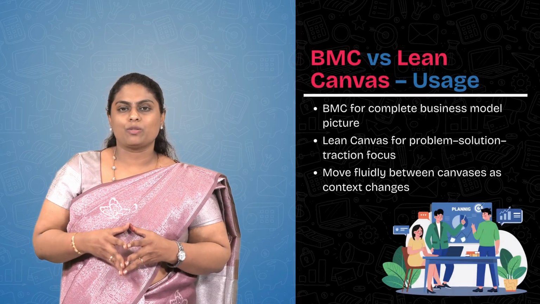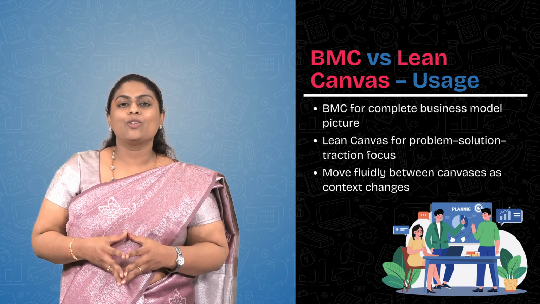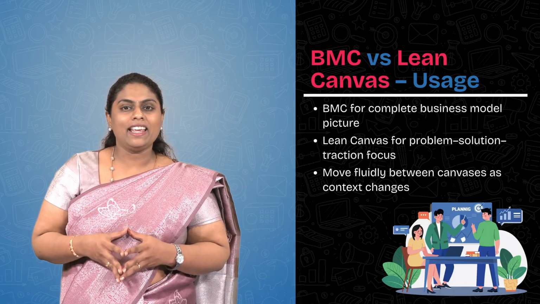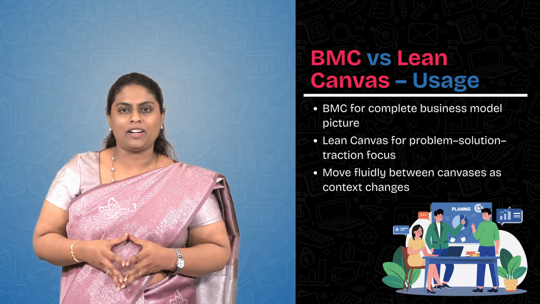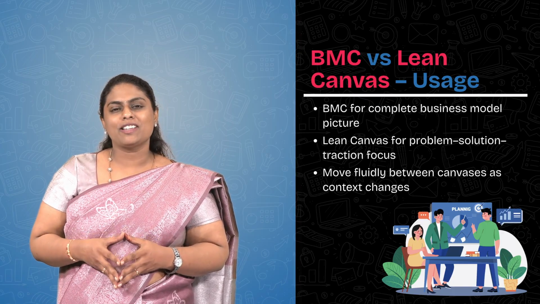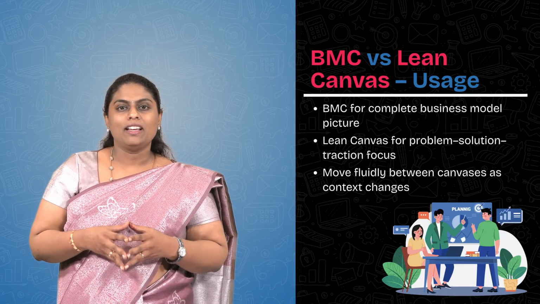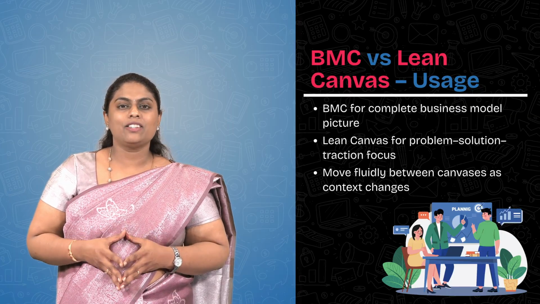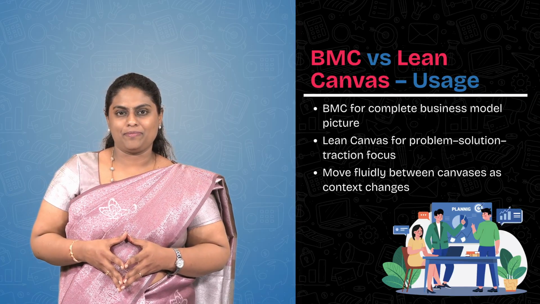Founders can choose between these frameworks depending on context and stage, using the classic BMC for a broader strategic picture and the Lean Canvas when rapid experimentation around problem-solution fit is the main priority. In many ecosystems, coaches encourage teams to move fluidly between both canvases, using whichever lens clarifies decisions about customers, product, and growth at a given time.